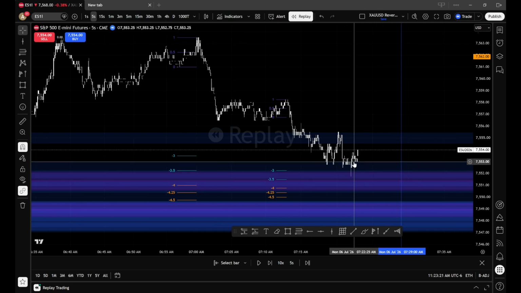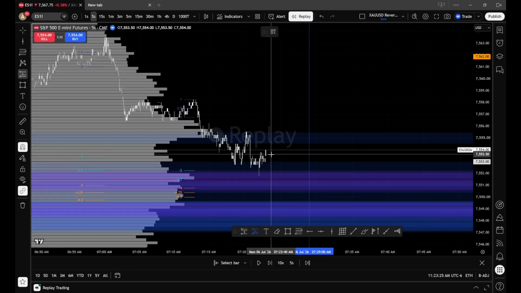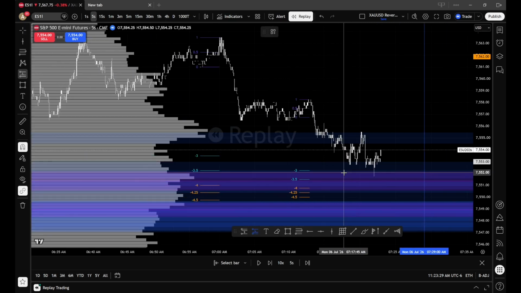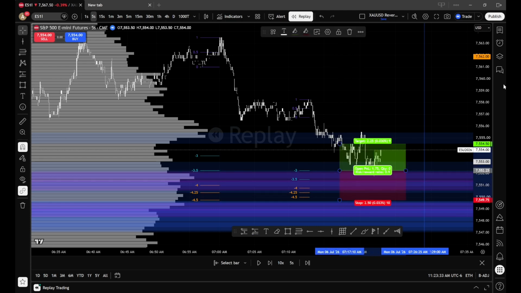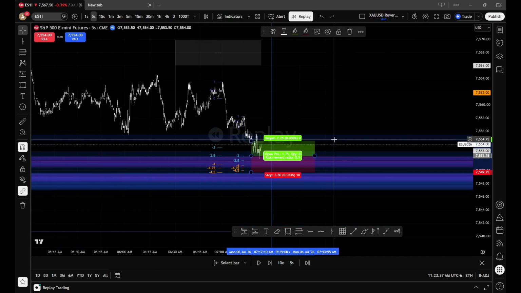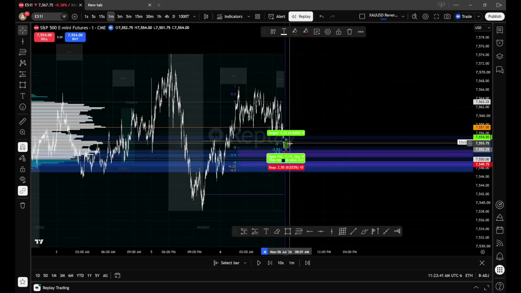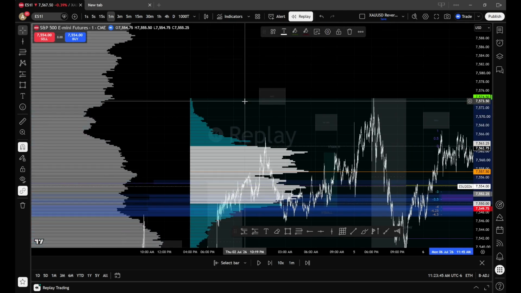So this was supposed to be my entry here, this is where I was supposed to long. I can tell we got absorption happening here, if you know heat maps. So ideally this would have been my entry right here. This is just backtesting my strategy, just to show you what I'm kind of doing. Great point, this liquidity right here for TP.